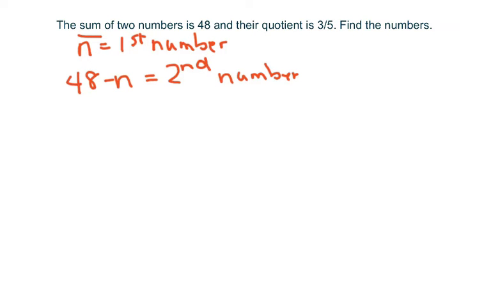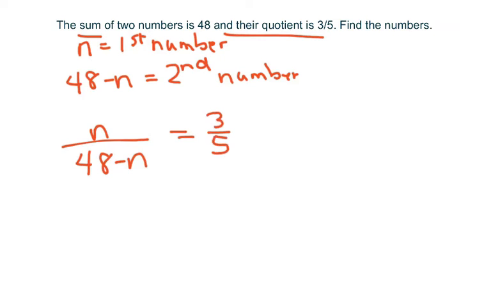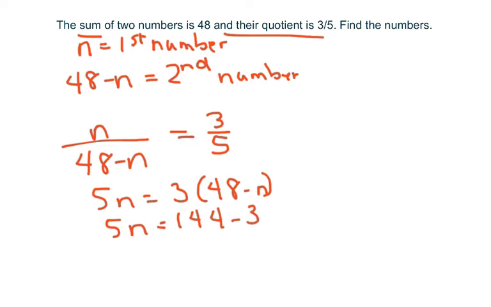The sum of two numbers, which would be n, is 48 in their quotient. So the quotient of the first number over the second number equals 3 over 5. So I'm going to cross multiply, and I get 5n equals 3 times 48 minus n. So we get 5n equals 144 minus 3n.